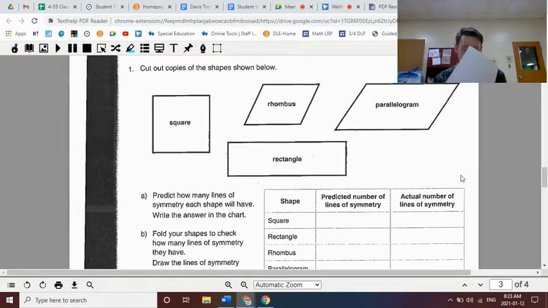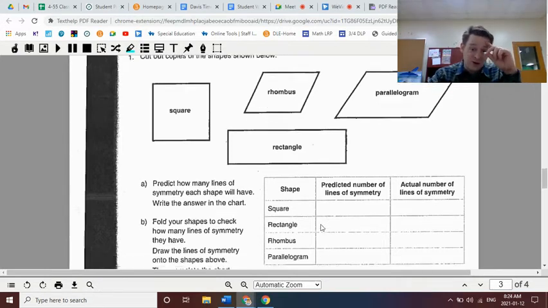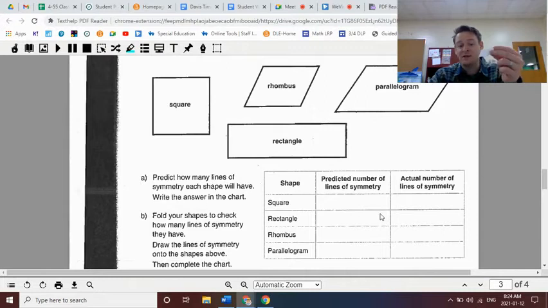And then it wants you to complete the chart below. But let's not get ahead of myself here. Let's read the instructions together. Okay, so I've cut out my parallelogram, and it says, predict how many lines of symmetry each shape will have, and write the answer in the chart. Well, if I go down to my parallelogram, which is the bottom one here, I think that if I fold it, maybe from corner to corner, it might have 1 line of symmetry. So my prediction could be 1. And then I'm going to fold my shape and try to figure it out.